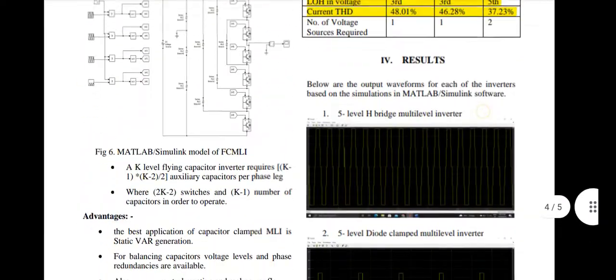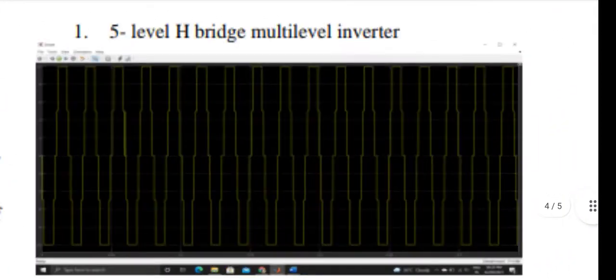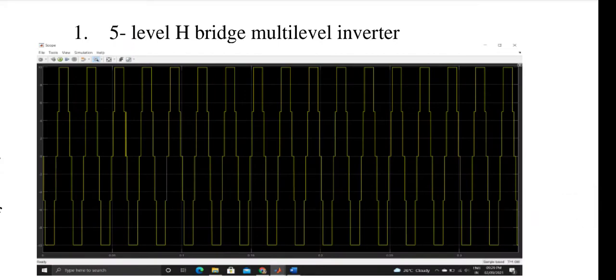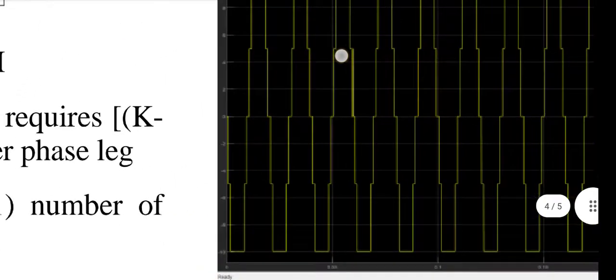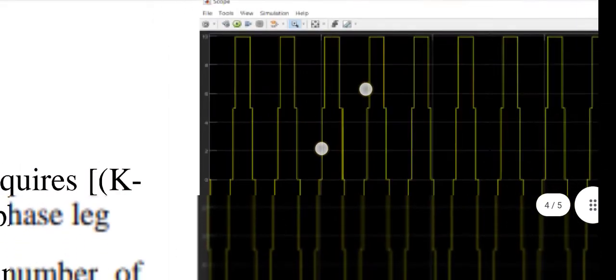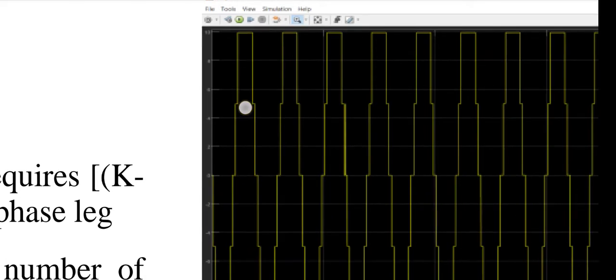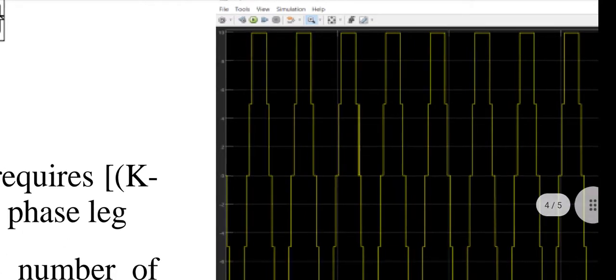Okay, so this is the waveform of the H-bridge multi-level inverter. Here you can see initially, okay, this is one level, that is the 0 level. This is the 5 volt level, that is the voltage from the first cell. This is the second level, means the combined voltage of both the cells, that is 10 volt.